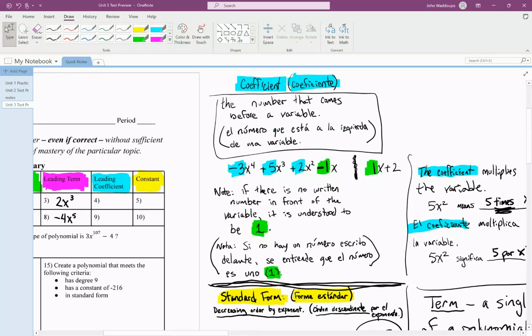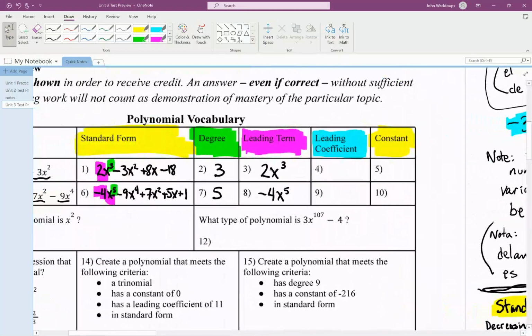Okay. So the leading coefficient in this case is 2, and here the leading coefficient is negative 4. El coeficiente principal en este caso es 2 y aquí menos 4. Constant.